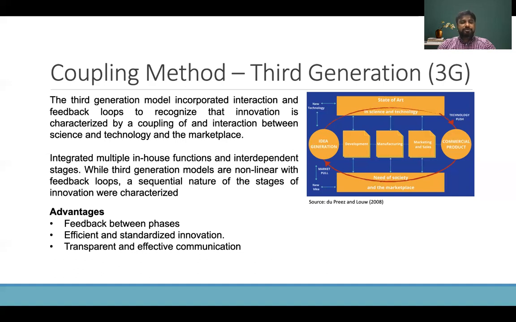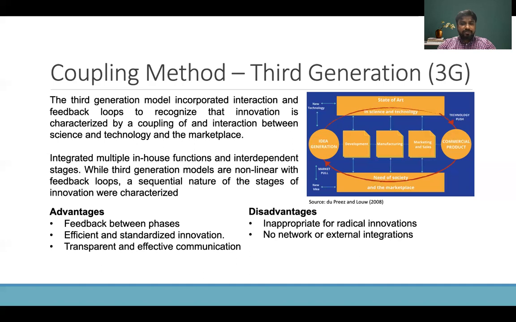The key advantage is basically the most obvious, that they included the feedback loop. The third generation models produce efficient and standardized innovation. Because of the feedback loop inclusion, there was transparent and effective communication between the departments and between the teams. The disadvantage is that it's inappropriate for radical innovation, and there was no network or external integration.